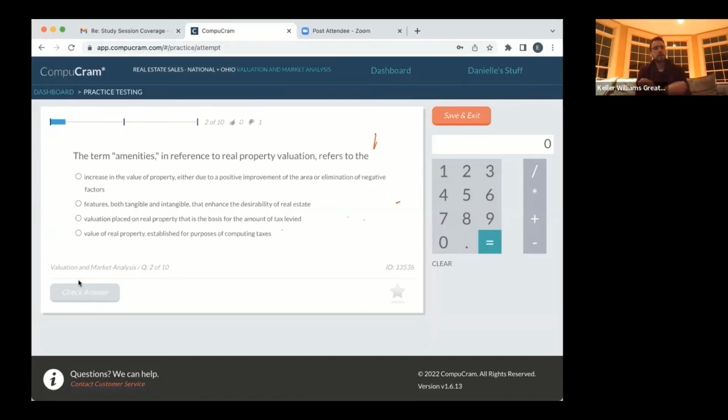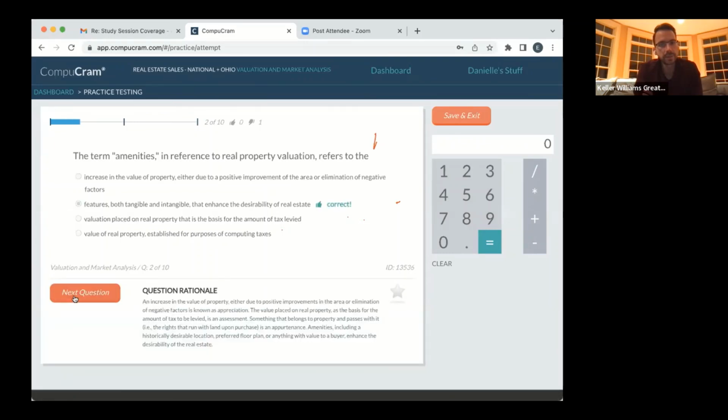Next one, the term amenities is in reference to a property. Sorry, I just need to silence my phone here. It keeps vibrating. The term amenities in reference to real property valuation refers to A, increased valuation of property either due to positive improvement of the areas. It looks like you guys already have all your B's in.